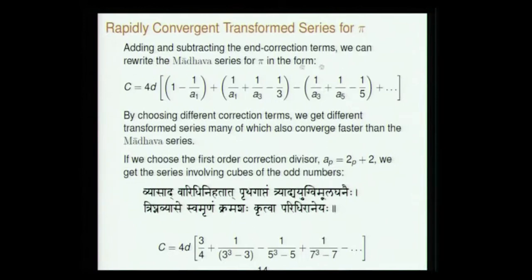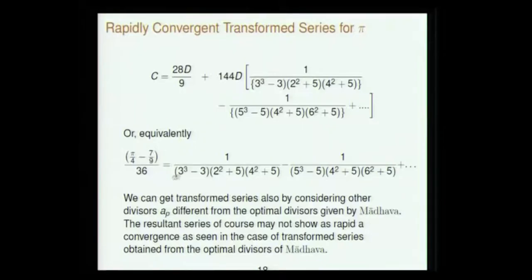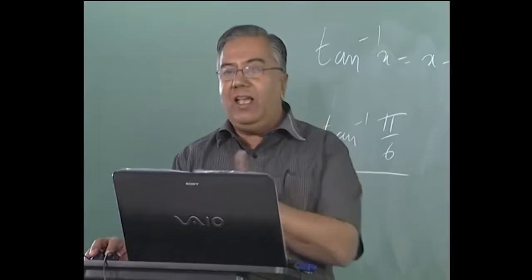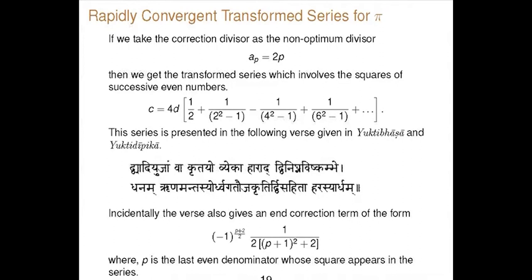So the beauty of this kind of transformation, so we are using this divisor, the third order divisor of Madhava, and that will give you the seventh powers. But the beauty of that series is you can put even divisors which are not these end correction terms. Even then it will give you a good transformed series. Some of these examples are mentioned in Kriya Kramakari. So you just take AP is equal to 2P, not 2P plus 2, which was the optimal one. So AP is equal to 2P will give you this series.